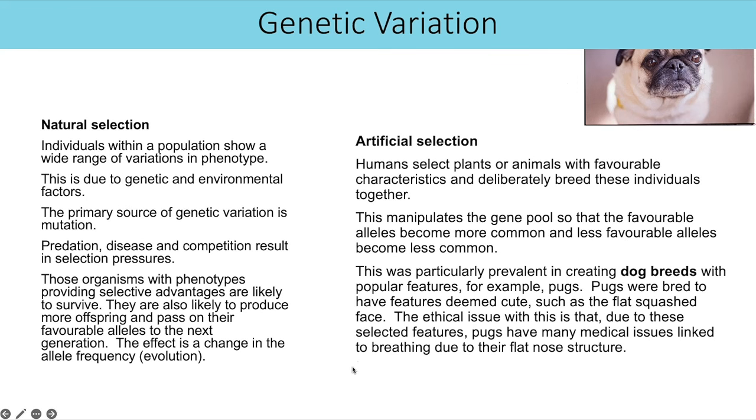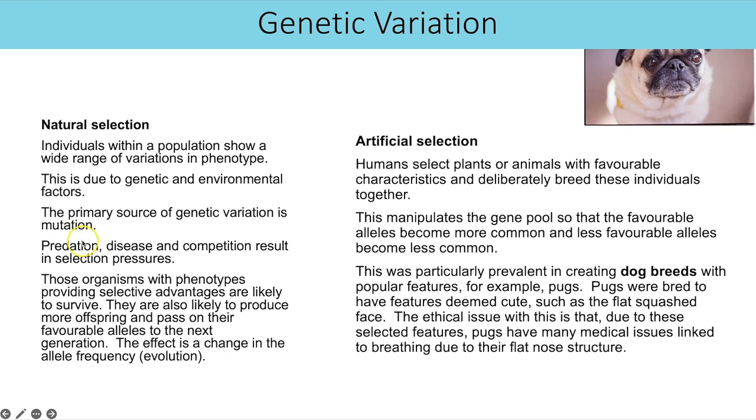So genetic variation can be as a result of natural selection or artificial selection. We've already talked about natural selection. We've said that there is always genetic variation within the population because of random mutations creating new alleles. And then because of the environmental pressures, different alleles will have the selective advantage and be passed on.